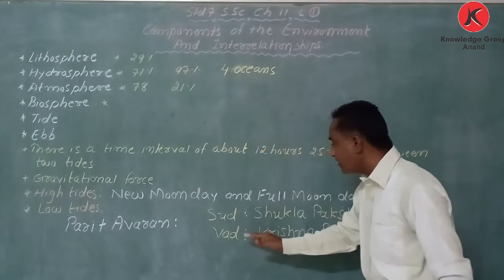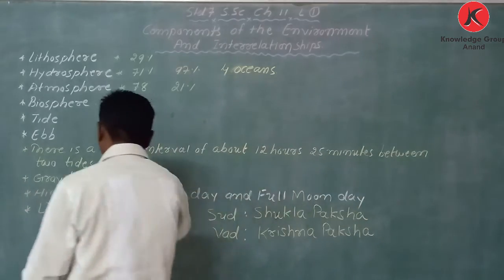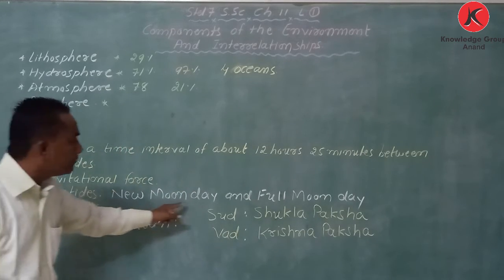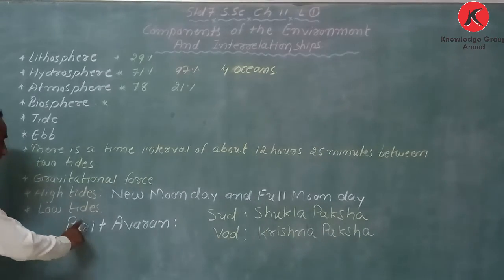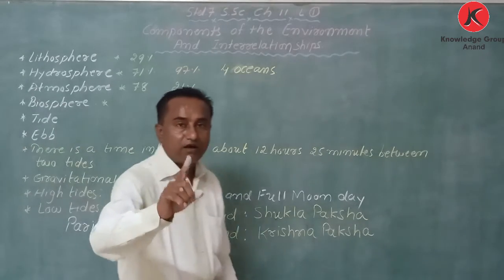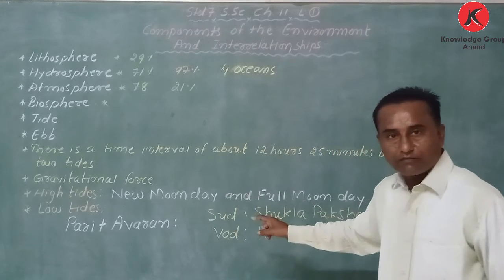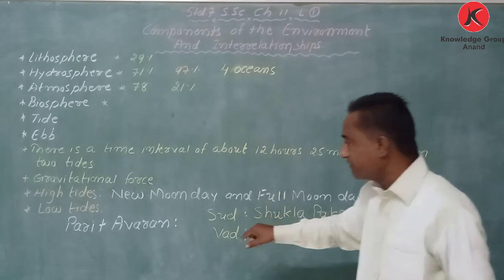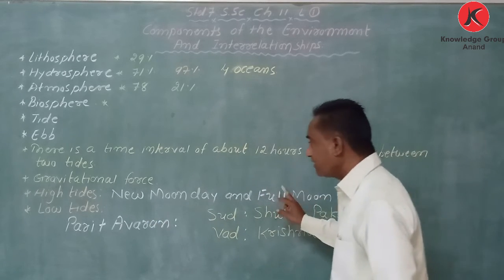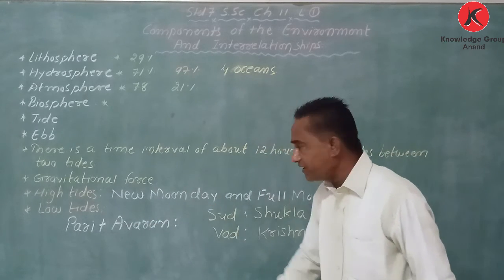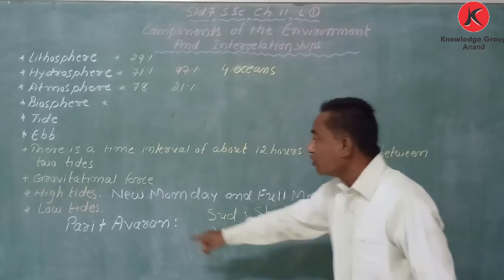and also about Sud and Vad. Here we can say high tide comes on new moon day and full moon day. Low tide comes in between, on the 7th or 8th day. So from new moon to full moon day and full moon to new moon day, on the 7th or 8th day in between, low tides come.